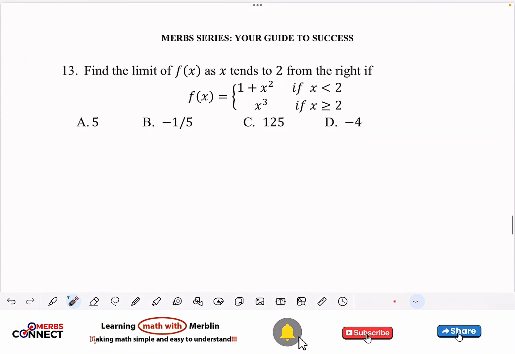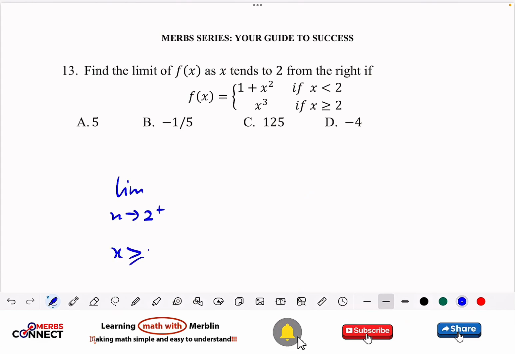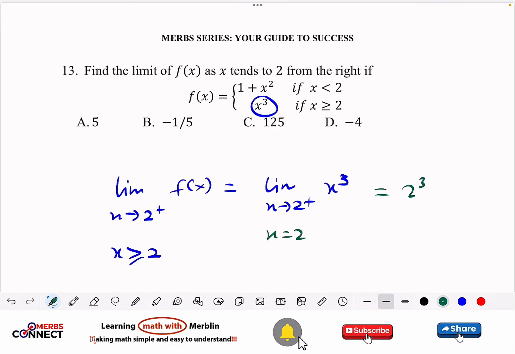Let's look at question 13. Now question 13 is asking us limit as x is approaching 2 from the right. So from the right means that x is greater than or equal to 2. All the values are greater than 2 or equal to 2. So it means that we need to use this function here. So we are going to have limit x is approaching 2 from the positive x to the power 3. And we are going to set x to be 2. So this is 2 to the power 3, which is equal to 8. No option from there.